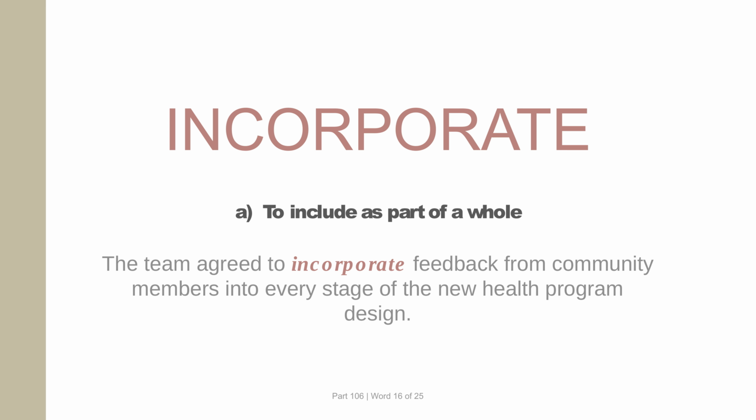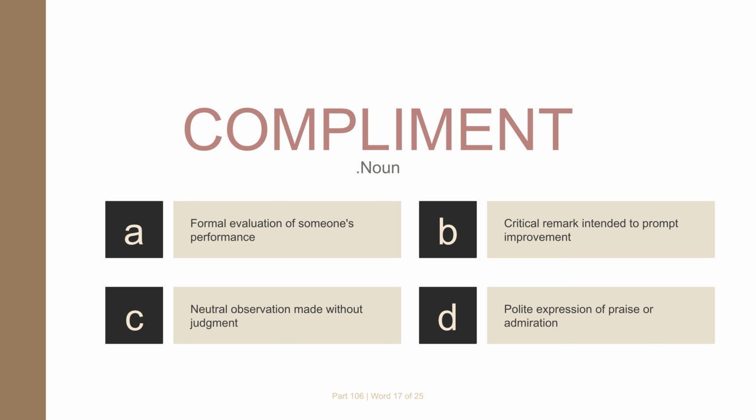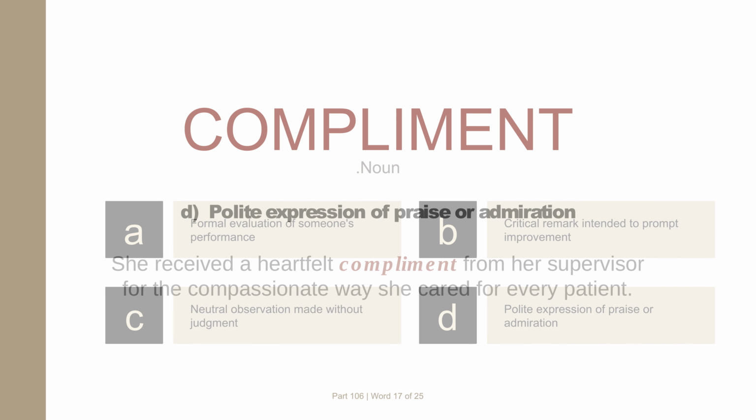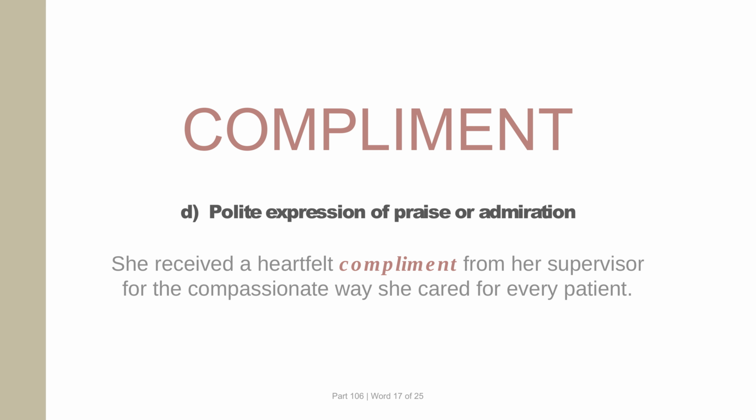Question 17. What is the meaning of compliment? Option A: formal evaluation of someone's performance. Option B: critical remark intended to prompt improvement. Option C: neutral observation made without judgment. Option D: polite expression of praise or admiration. Correct answer: Option D. The correct meaning of compliment is polite expression of praise or admiration. Example: she received a heartfelt compliment from her supervisor for the compassionate way she cared for every patient.